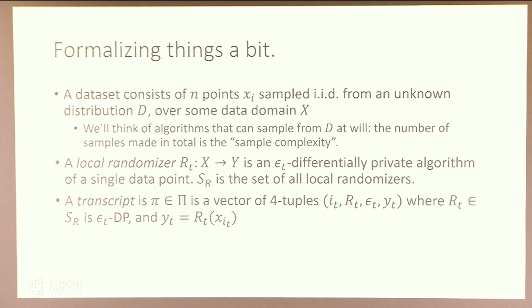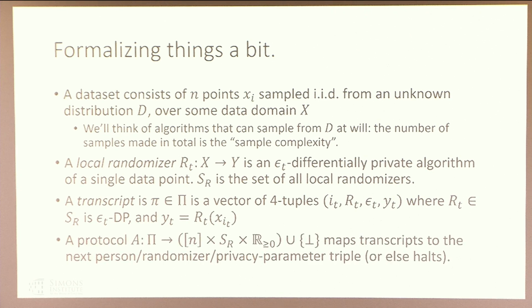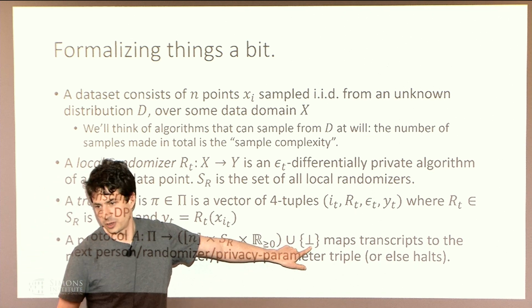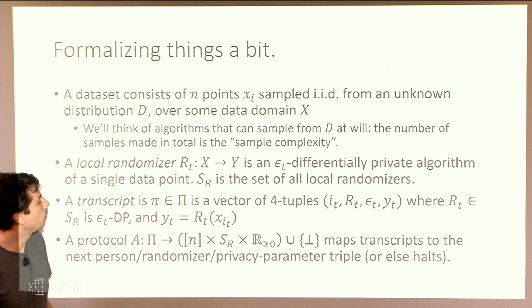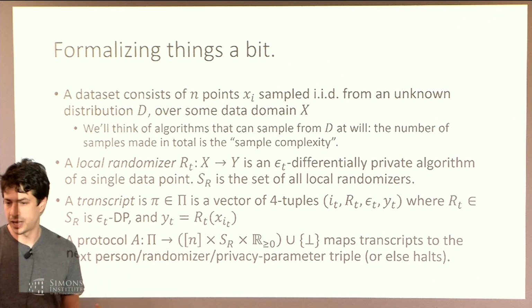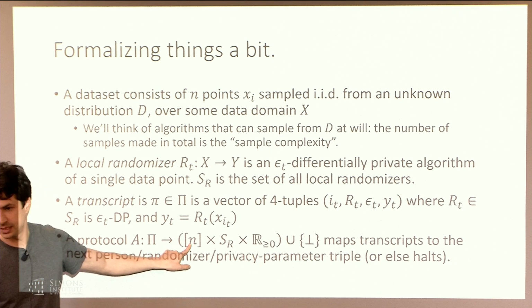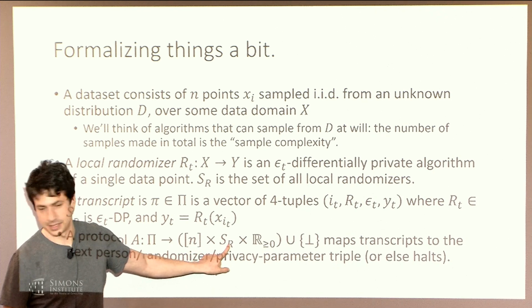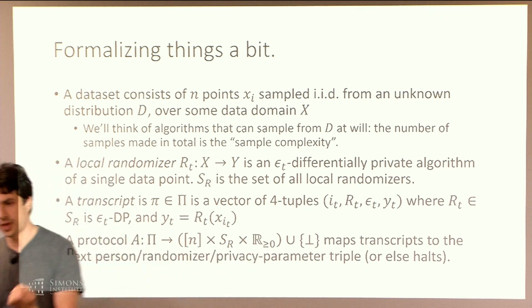And the thing that will coordinate a computation in the local model is a protocol. The way I'm thinking of a protocol is that it's going to take as input a transcript, a record of what has happened so far, and it's going to decide what happens next. Given a record of what's happened so far, it will either decide that the protocol is over, or it will decide what to do next, which corresponds to choosing the next person it's going to ask a question to, what question it's going to ask them, and what privacy parameter that question will have.